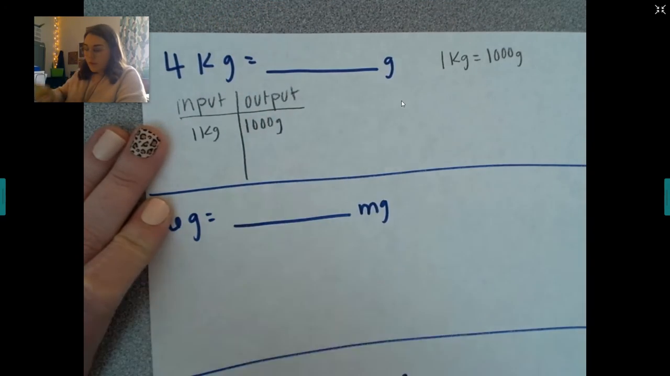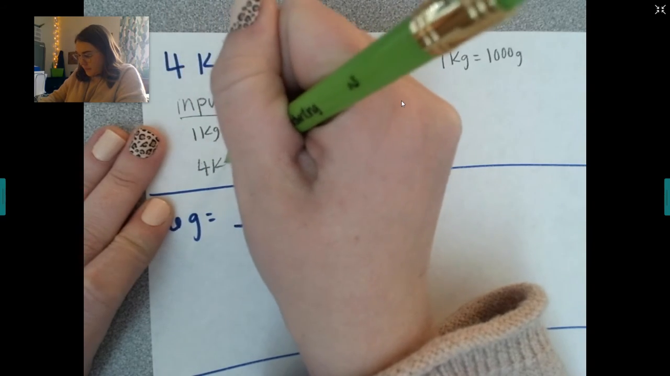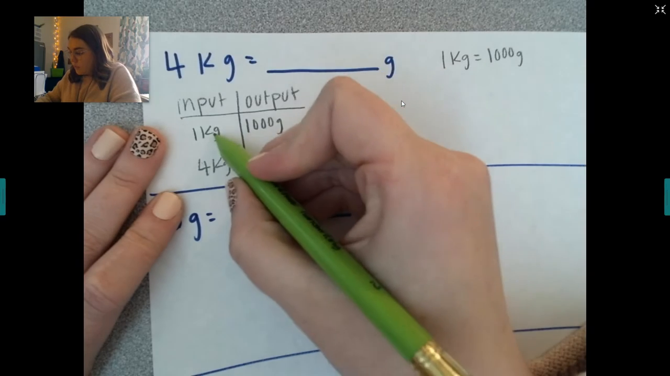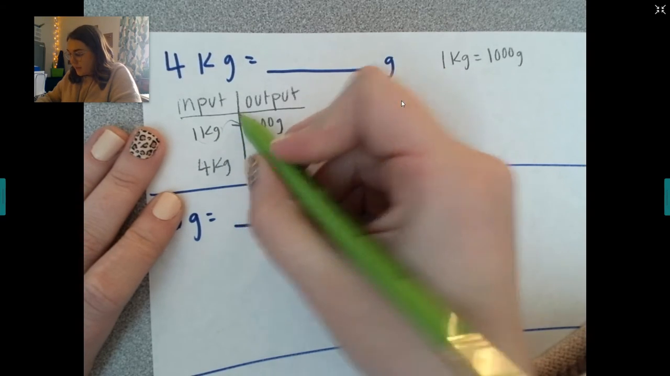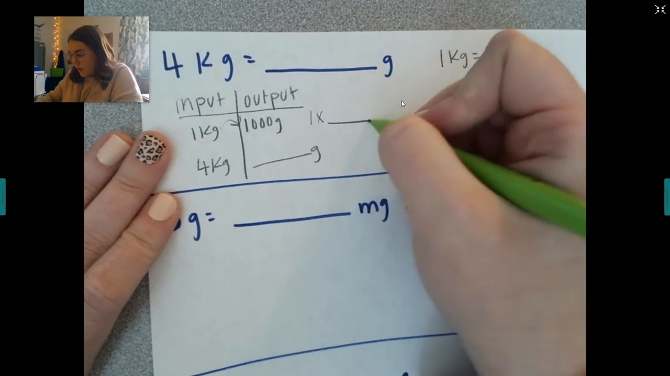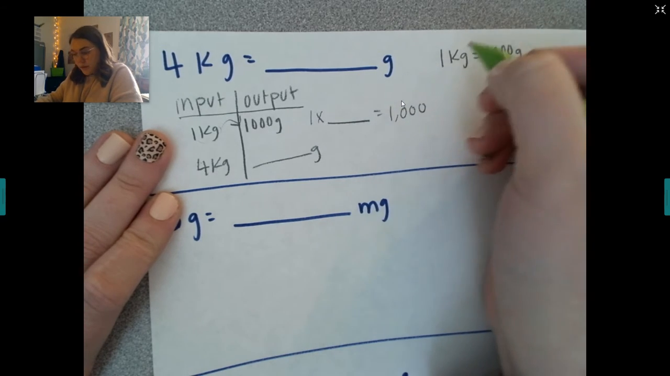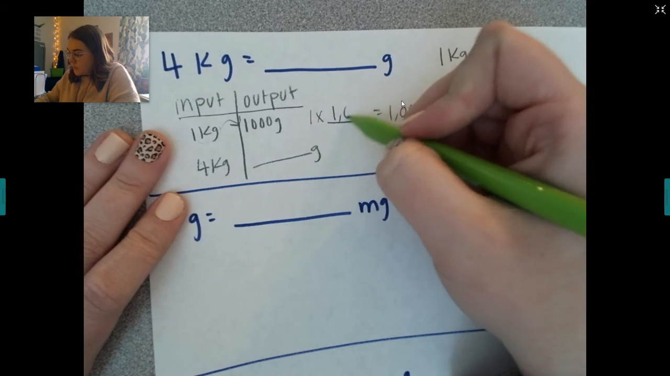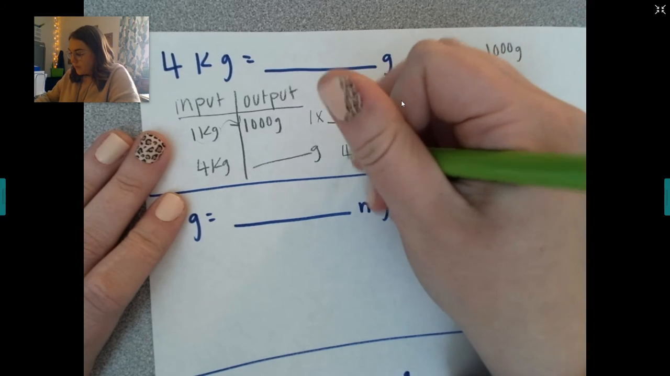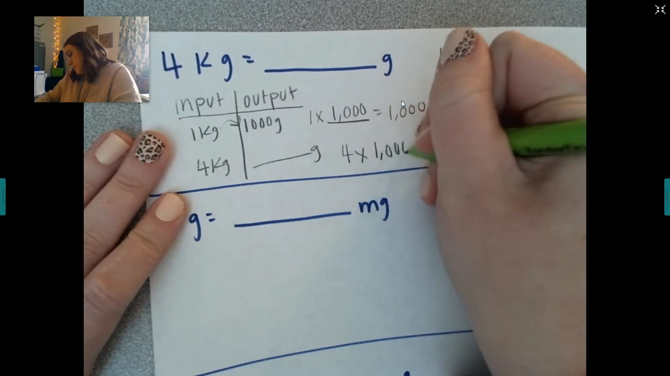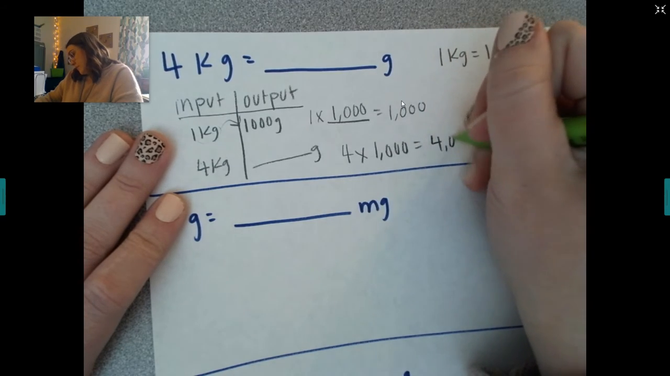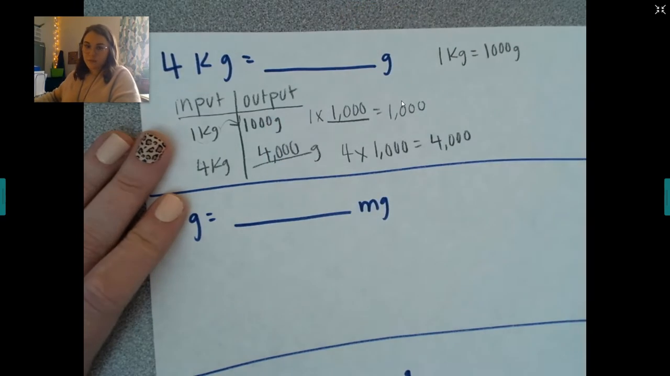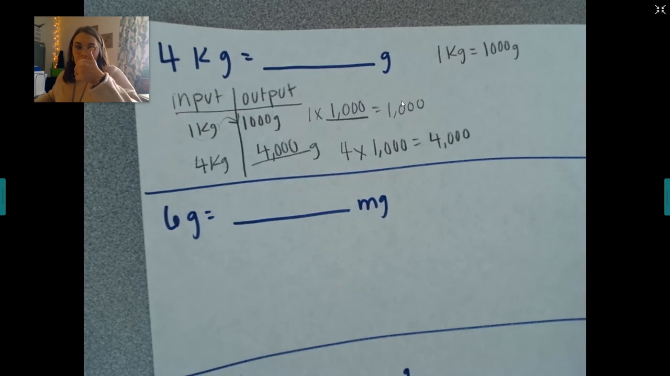So now I need to figure out if I have 4 kilograms, how many grams would that be? So I've got to figure out my rule first. What can I multiply 1 by to get 1,000? 1 times what equals 1,000? Well, guys, anything times 1 is itself, so I know I can multiply it by 1,000. So you should have done 4 times 1,000 equals 4,000. So 4 kilograms is 4,000 grams. Give me a thumbs up if you got that right.